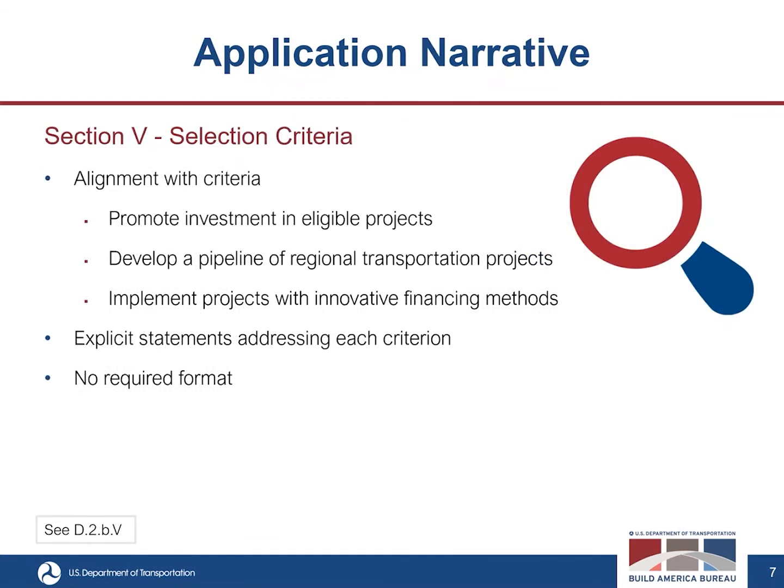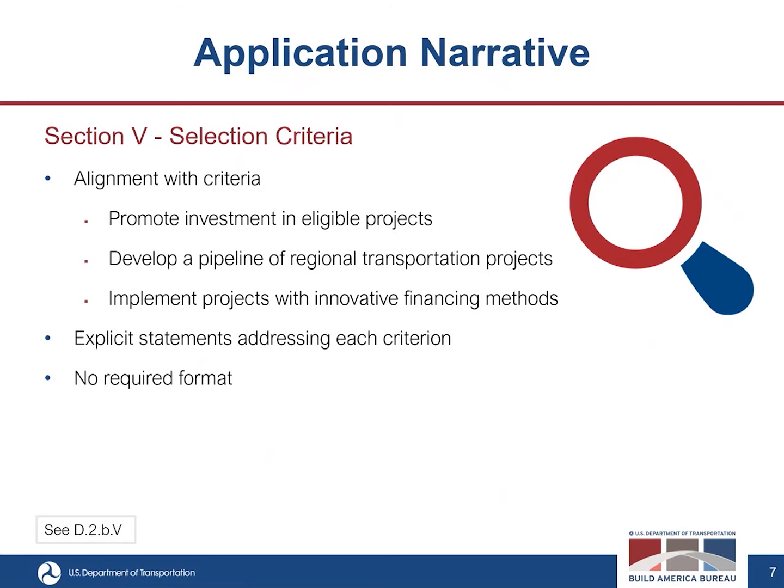Section 5, selection criteria. In this section, the applicant should demonstrate how the application aligns with the criteria described in section E1 and further described in the earlier module. The Bureau will consider the extent to which a regional infrastructure accelerator is likely to be effective in promoting investment in eligible projects, developing a pipeline of regional transportation projects, and resulting in the implementation of projects with innovative financing methods.